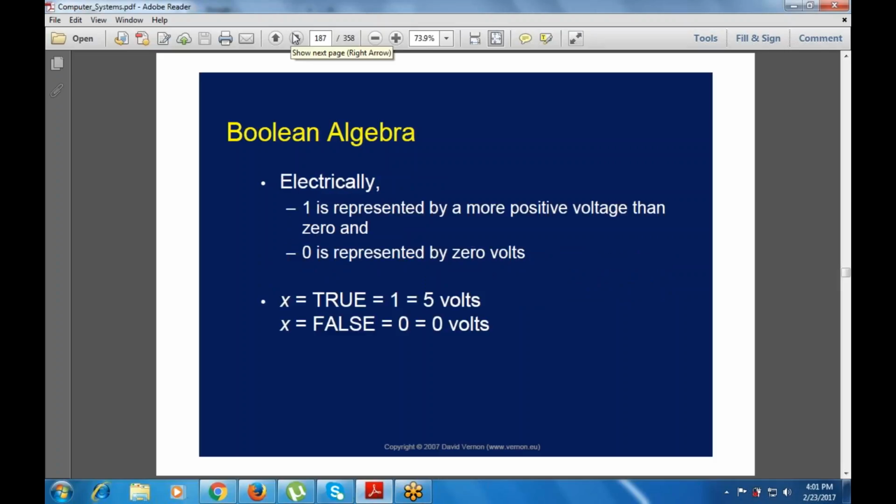Electrically, 1 is represented by a more positive voltage than 0, and 0 is represented by 0 volts. Then x equals true equals 1 equals 5 volts, and x equals false equals 0 equals 0 volts. So electrically, 1 is represented by a more positive voltage than 0, and 0 is represented by 0 volts.